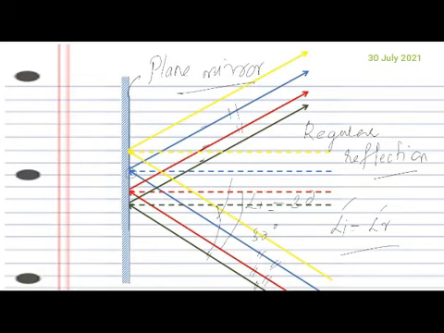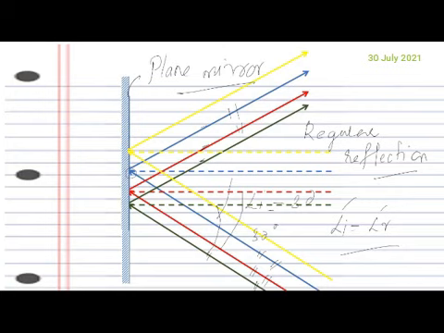So what you have seen on the screen is, if you take incident rays parallel to each other, then the reflected rays also will go parallel to each other, but remember, on a plane mirror. And that kind of reflection is called regular reflection.